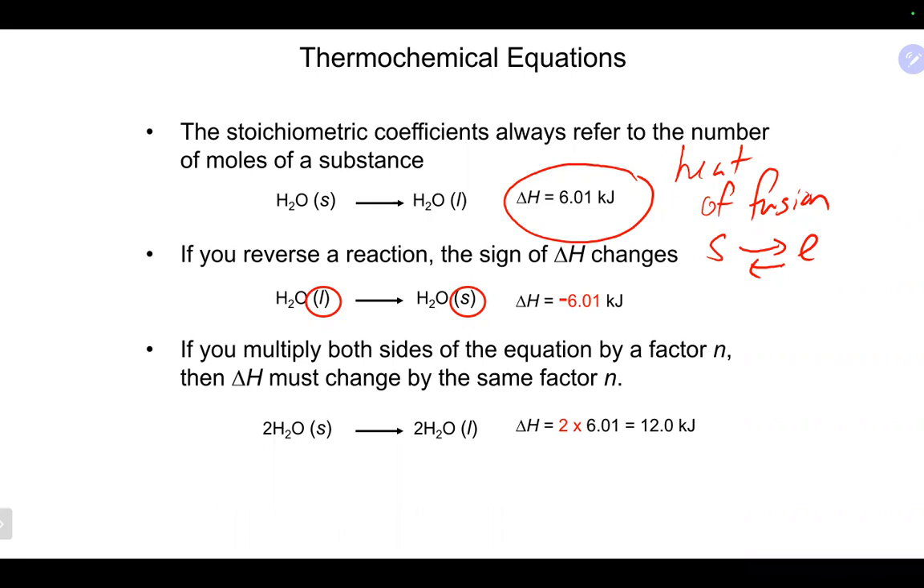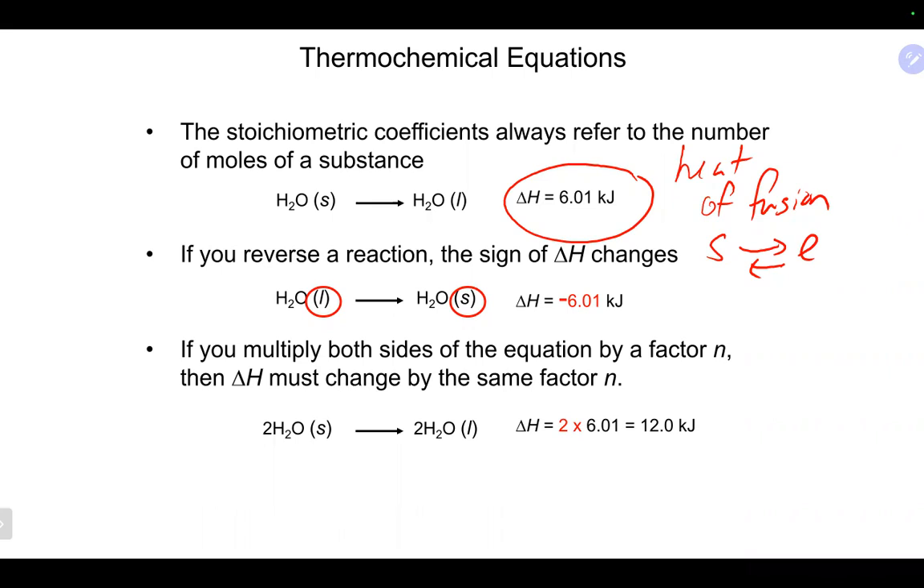The last thing that you could do is divide by a common number. Let's say, for example, we started with this equation and we just needed one of everything. We would have to divide everybody by 2, and when we do, we get the top equation. If we take 12 divided by 2, we are back to our 6.01, with a little bit of rounding. So those are three very common things that you have to do when you're doing Hess's law type problems, which we're going to talk about next.